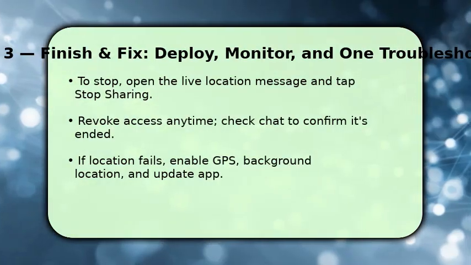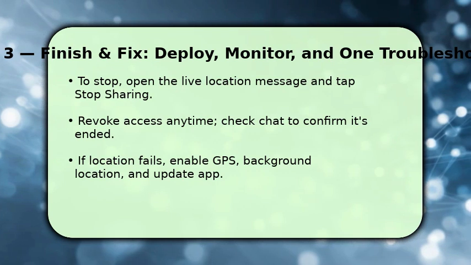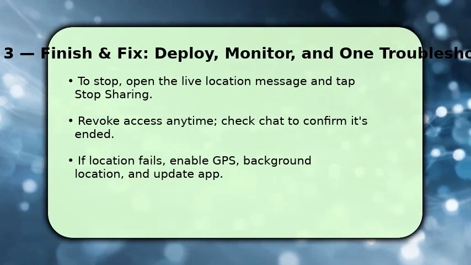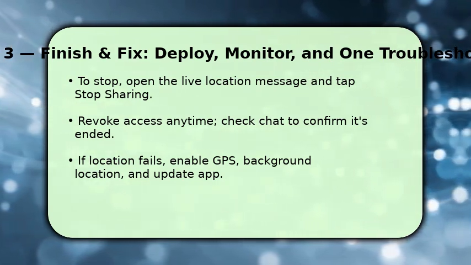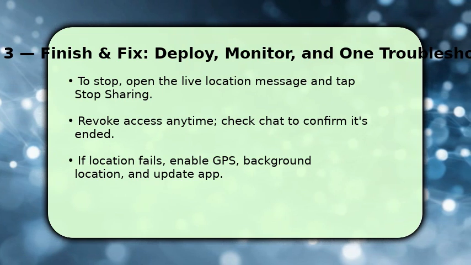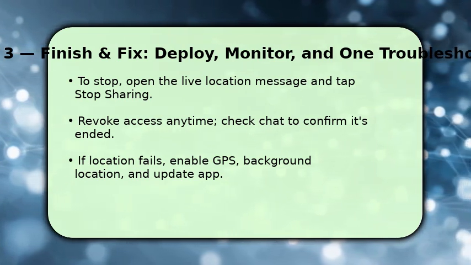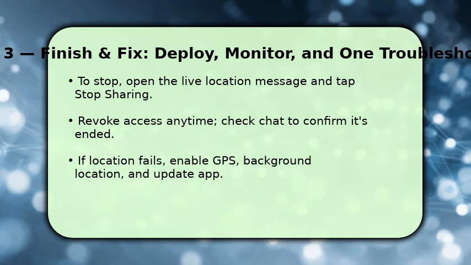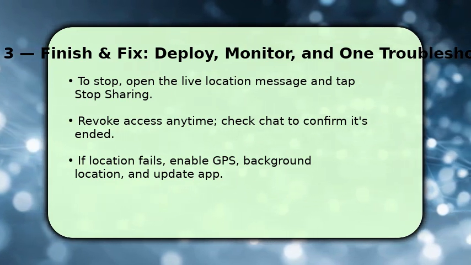To finish, verify the live location message in chat and tap Stop sharing when you arrive or no longer want to broadcast. You can revoke sharing at any time. Once stopped, the map snapshot remains but live updates cease. Make sure to review Telegram privacy and background location settings if you plan frequent sharing.